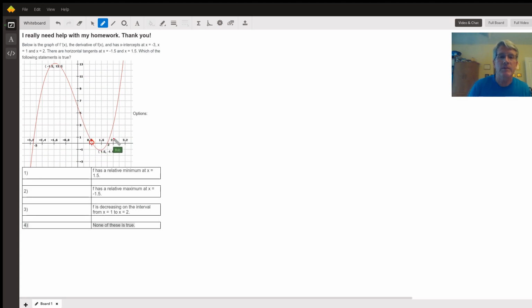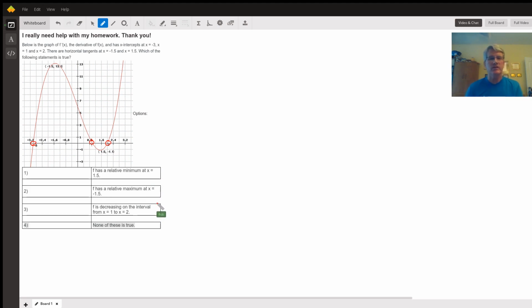And that it crosses the x-axis at 2. Okay, and then of course we have 3 questions. The first thing is, is it true that it has a relative minimum at 1.5, a relative max at 1.5, and if it is decreasing on the interval 1 to 2?